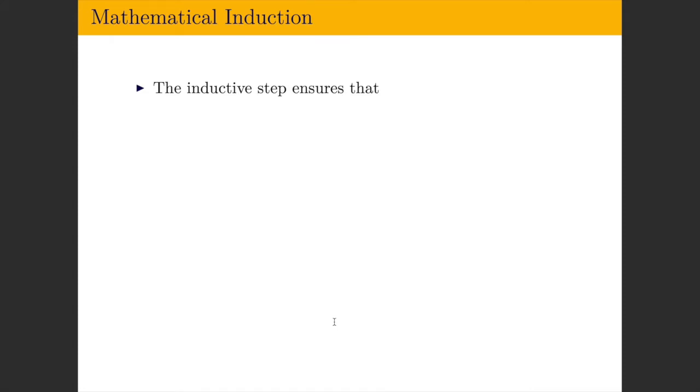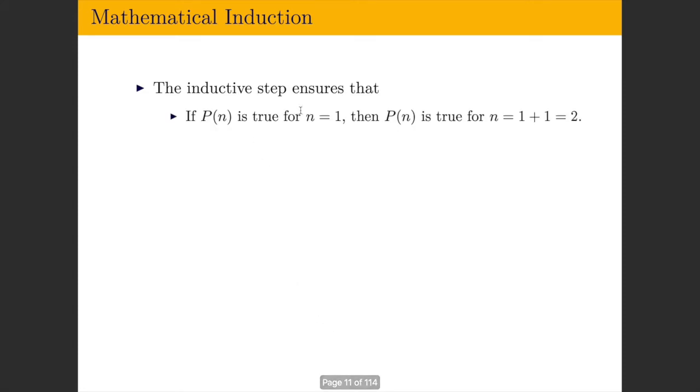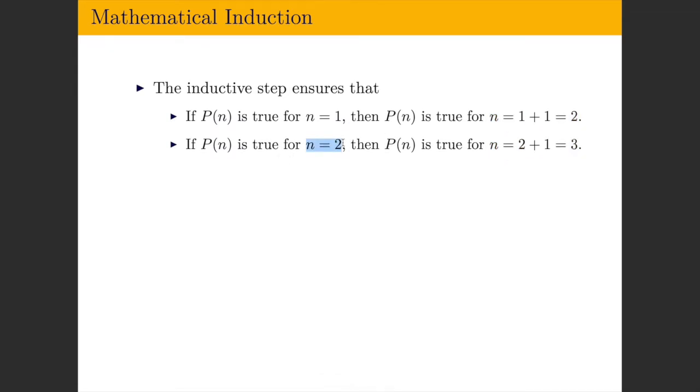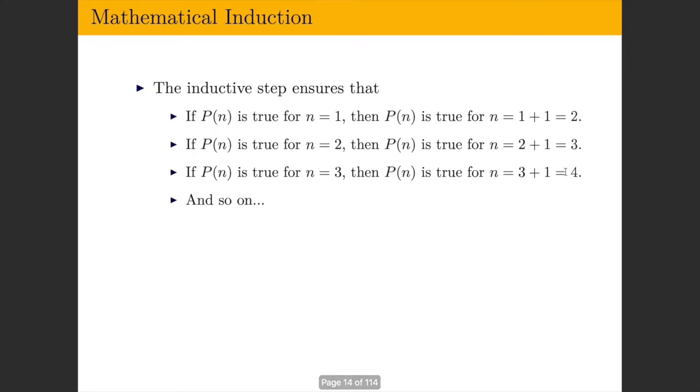Well, if it's true for n equals 1, then the inductive step ensures that it is true for the next value in the series, which should be 2. And now that we know it's true for n equals 2, it also has to be true for n equals 3, because for each successive step, we've proved the inductive step proves that it's true for the next step in each case. And again, if it's true for n equals 3, then it must also be true for n equals 4, and so on and so forth.